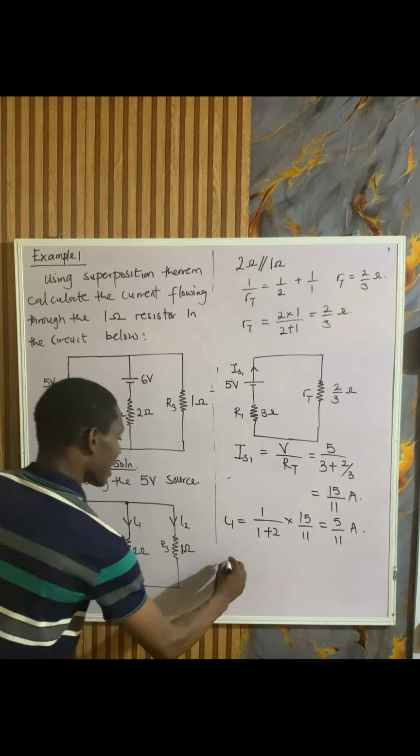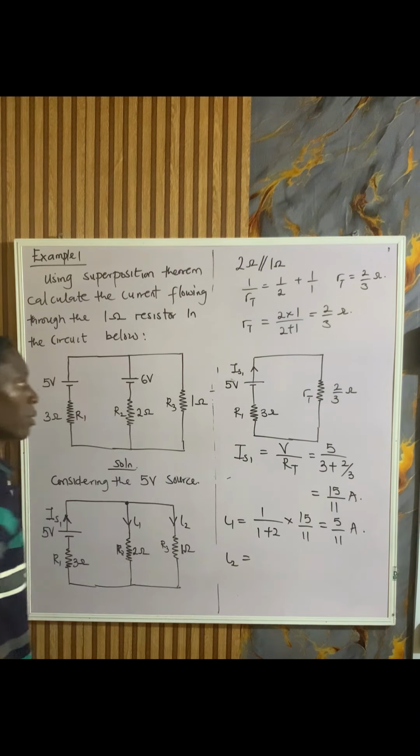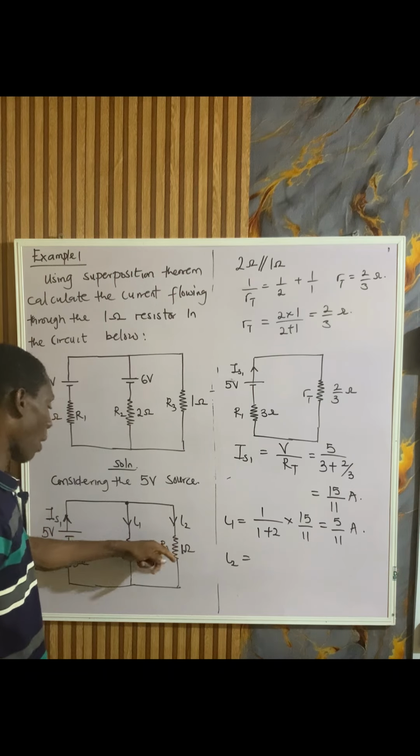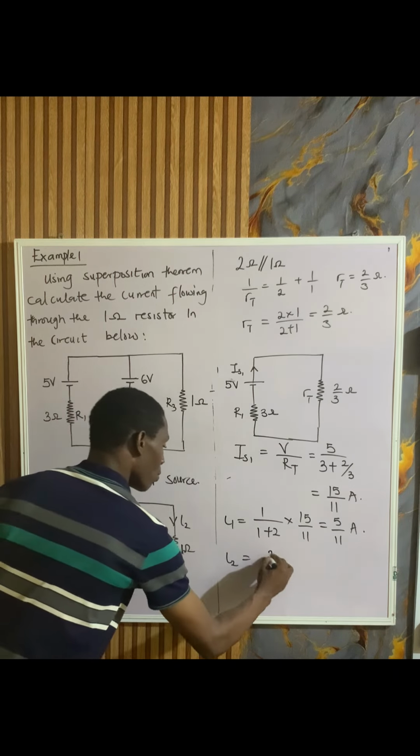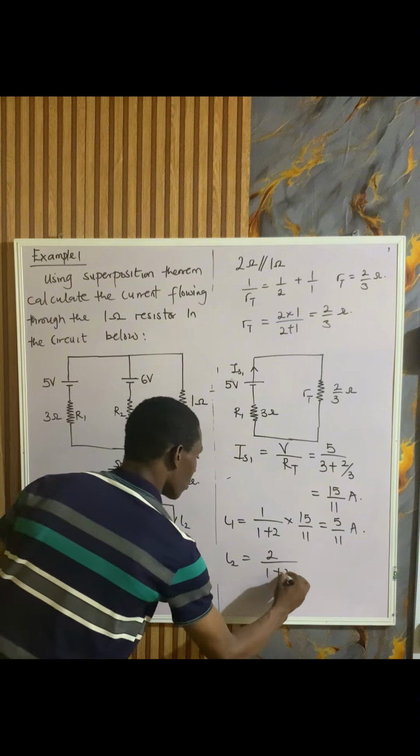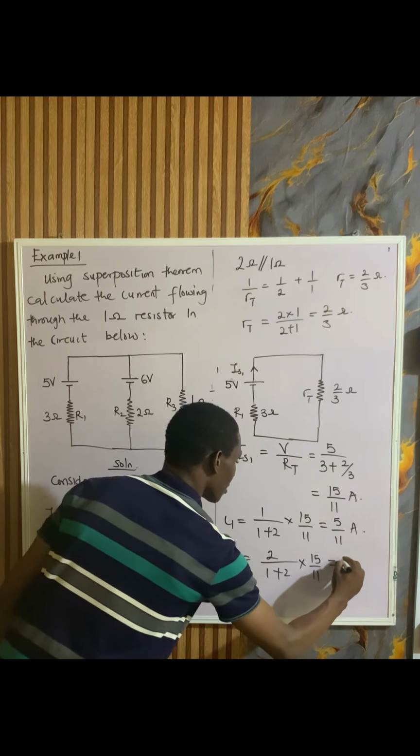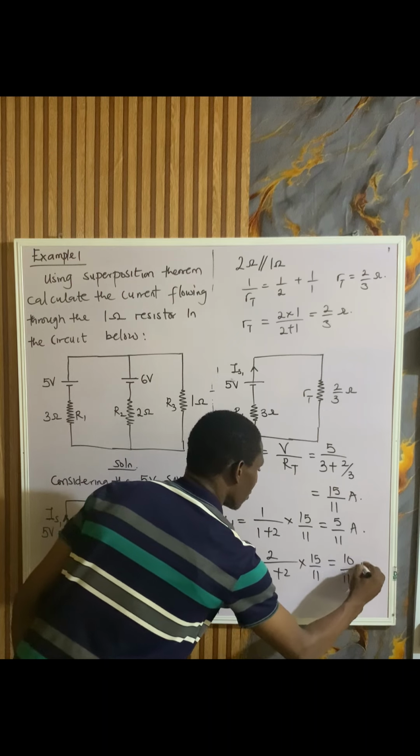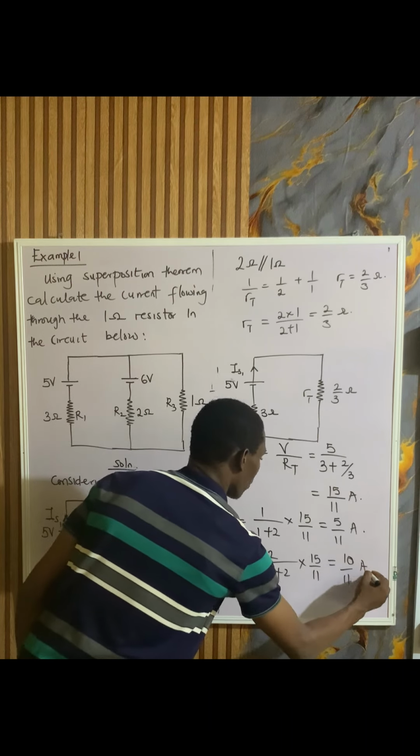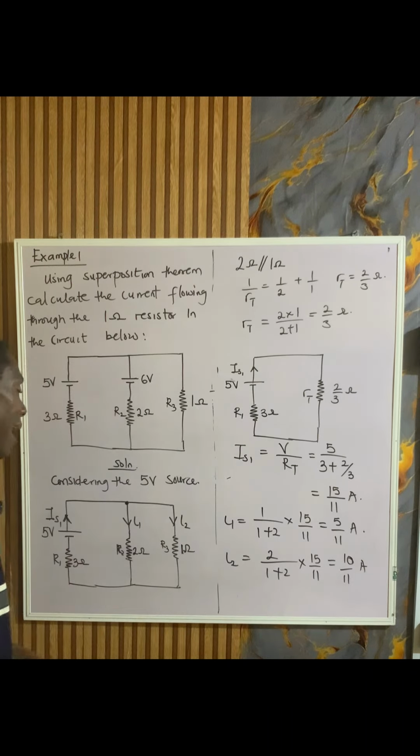Now, if I want to get I2, what will I2 be? I2 is the current flowing through the 1 ohm resistor. I will use the other resistor. That's 2 over 1 plus 2 times the current they are sharing, 15 over 11. And that will give us 10 over 11 ampere. So that is the I1 and I2 as a result of this 5 voltage source.